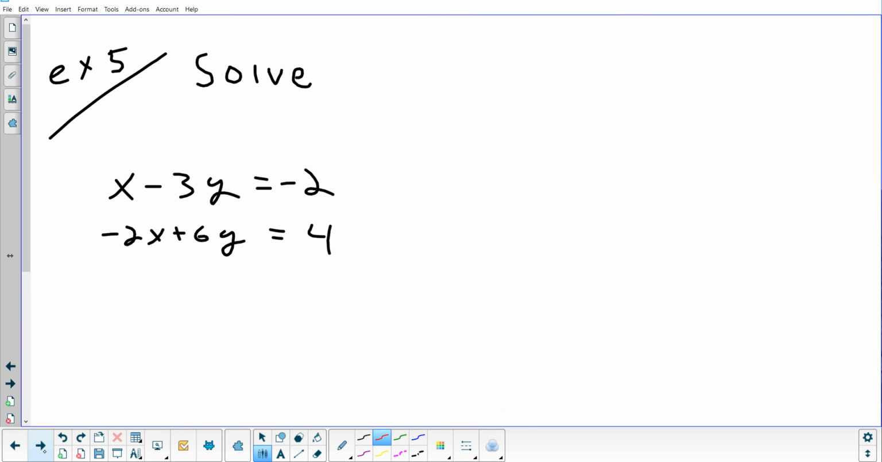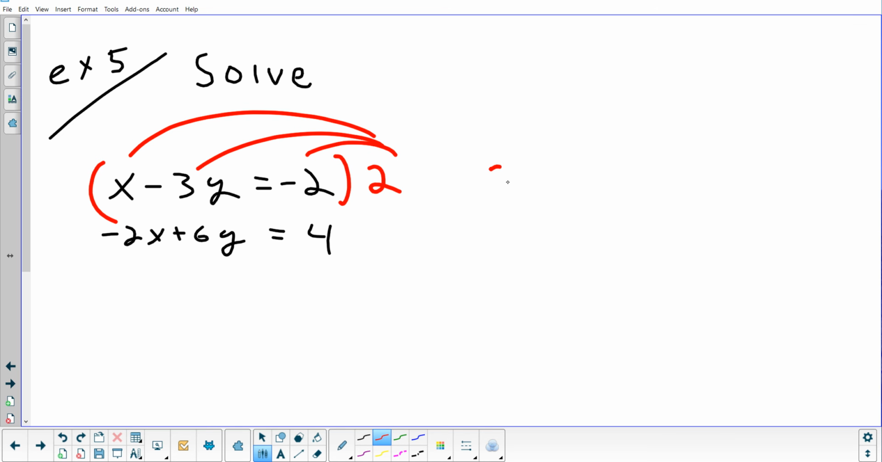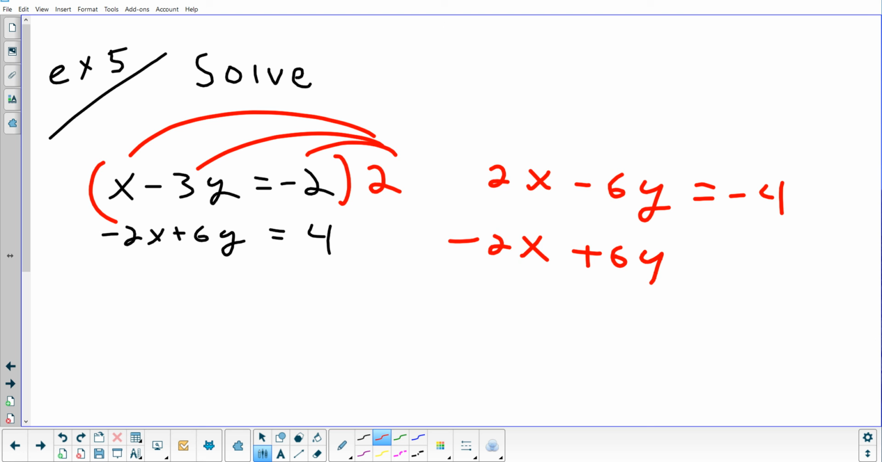All right, let's try this. This time I'll tell you you're only going to multiply the top by something. Anybody tell me what you're going to multiply the top by? Chris? 2. And what do you get if you do that, Chris? 2x minus 6y equals negative 4. And in the bottom, negative 2x plus 6y equals 4.